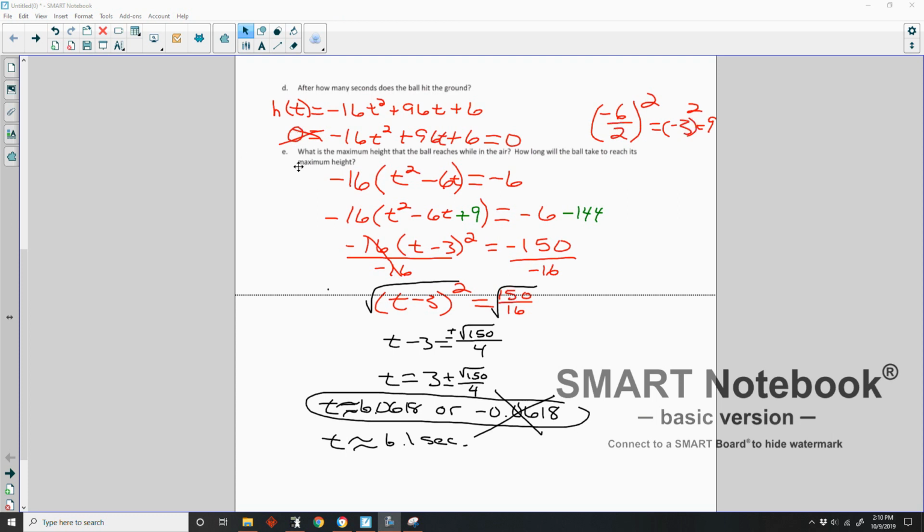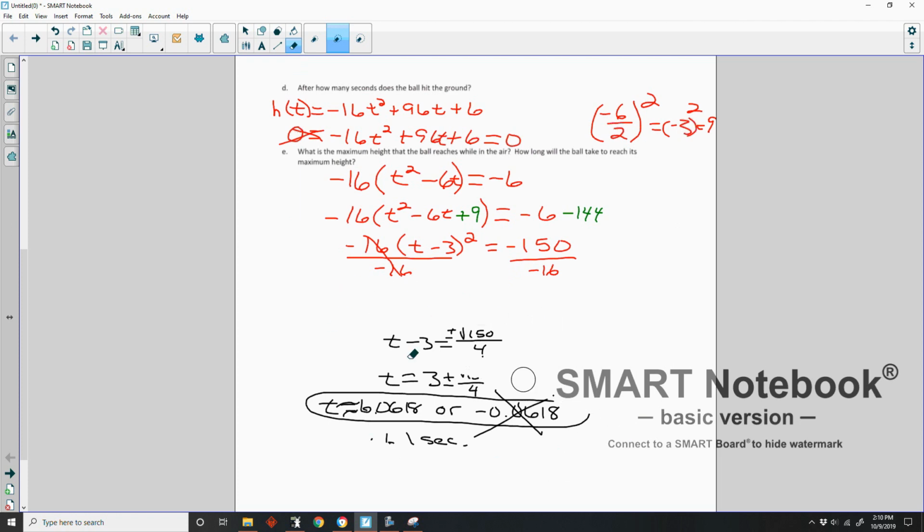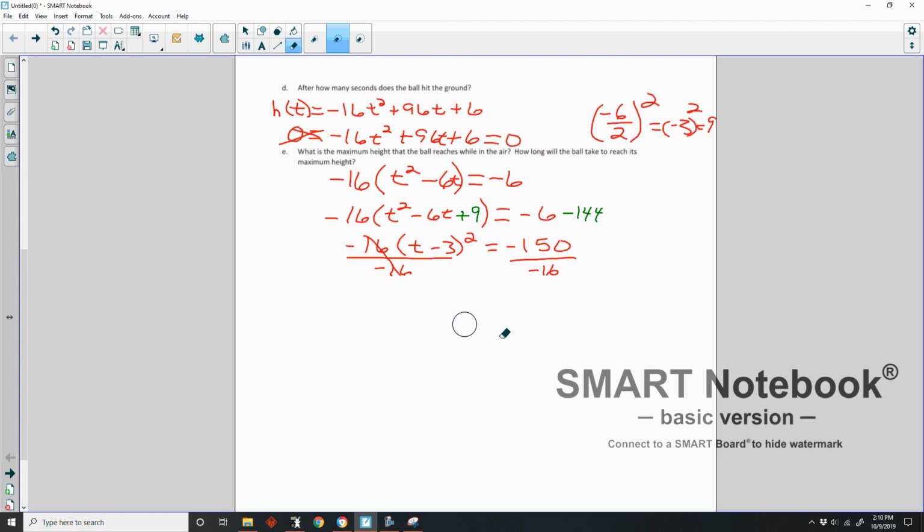Okay, so part E is right here. It says, what is the maximum height that the ball reaches while in the air? How long will the ball take to reach its maximum height? So what I'm going to do is I'm going to erase all of this. I'm going to show you quickly why I'm doing that. Okay, I'm going to get rid of this here. So I'm going back to the equation that we had.